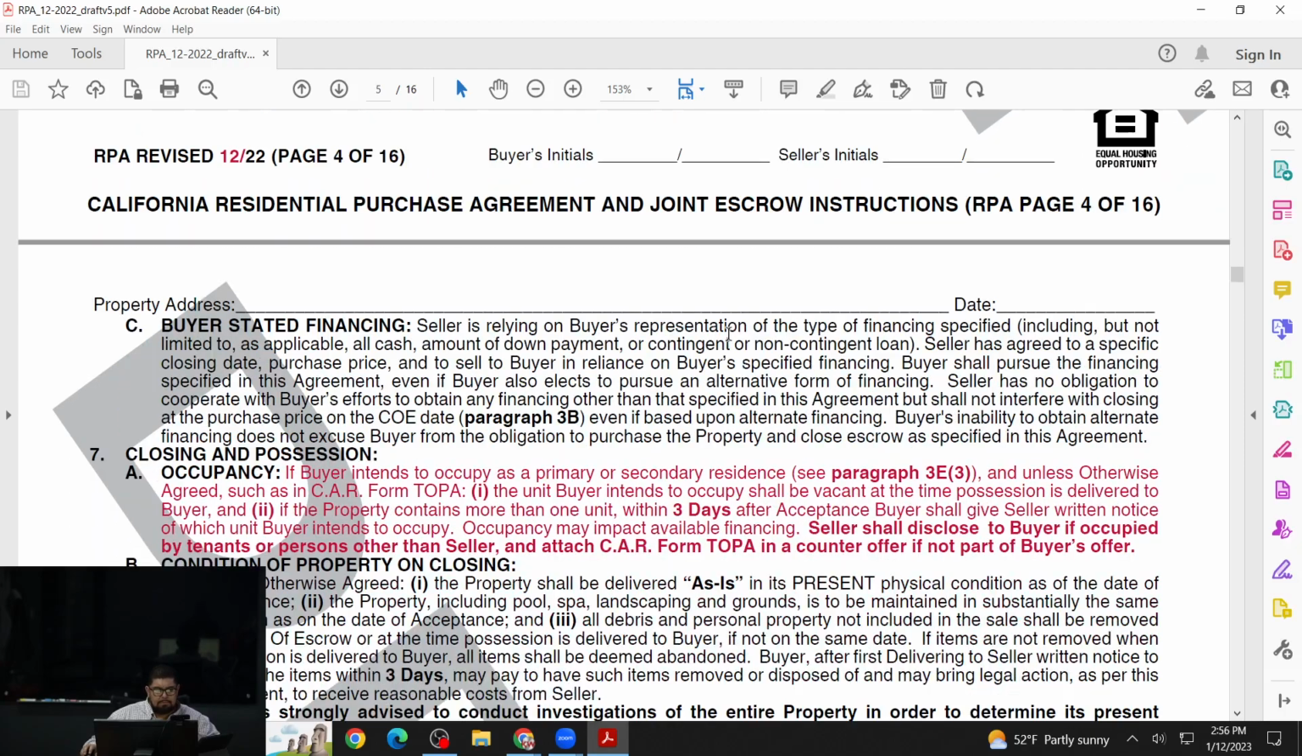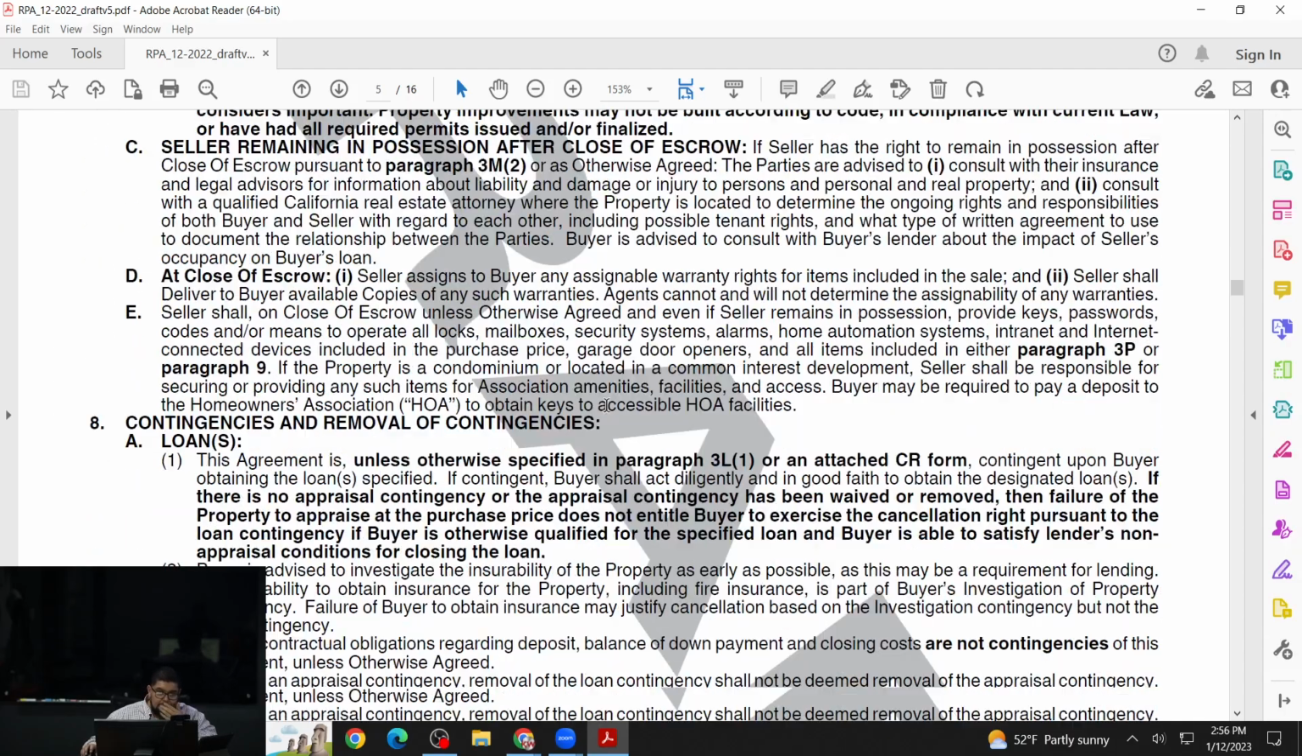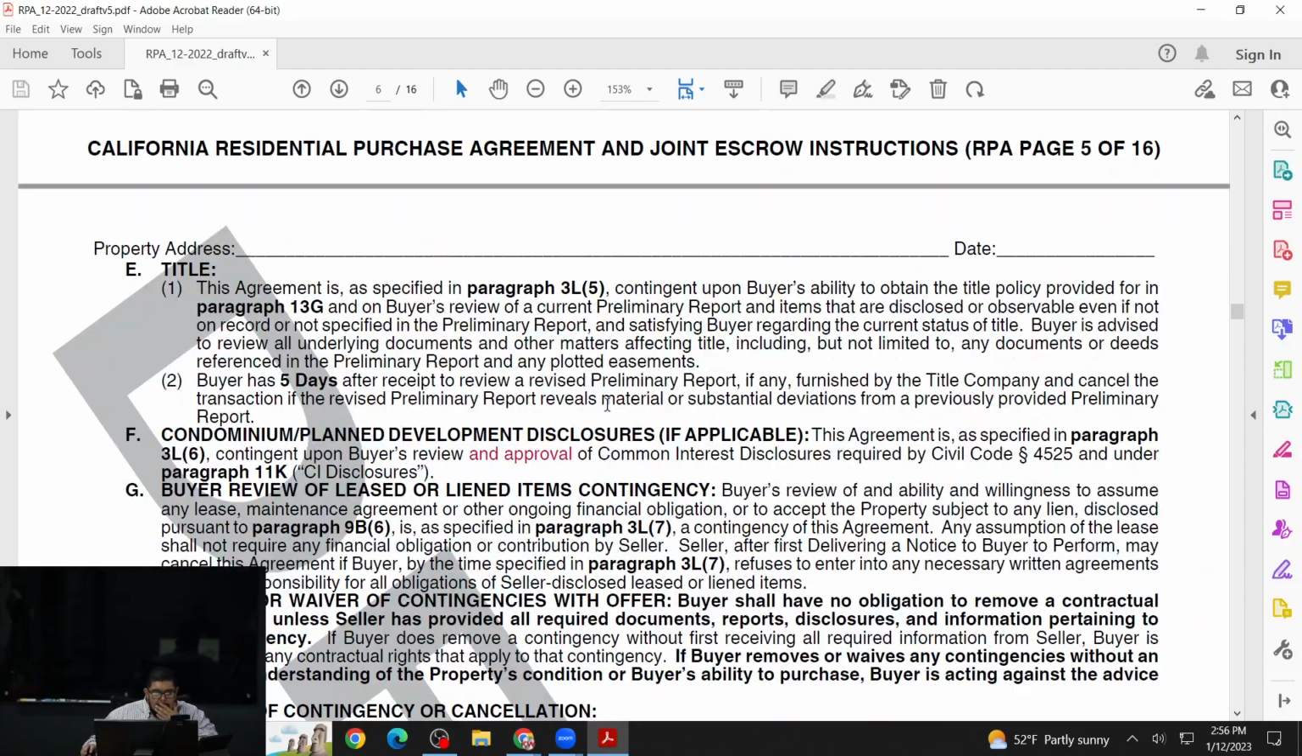Occupancy. Oh, we talked about this already, which was the TOPA. Condominium plan development and disclosures. This agreement is, as specified in paragraph, contingent upon buyer's review and approval of common interest disclosure. So it's simply adding or clarifying that the buyer has to agree to them, right?